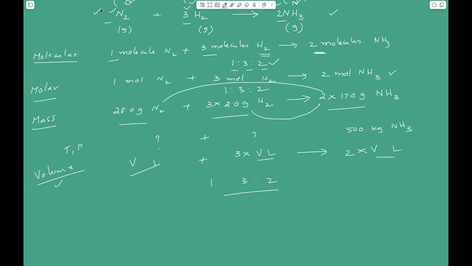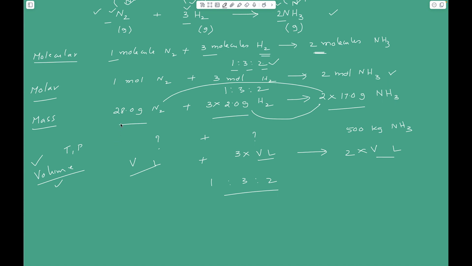So from the balanced equation, we can derive all these relationships, and from these relationships, we can do stoichiometric calculations. Remember, this last one is only for gaseous reactants and products. So by looking at this balanced equation, I can say that one molecule of nitrogen reacts with 3 molecules of hydrogen to produce 2 molecules of ammonia. I can also say 1 mole of nitrogen combines with 3 moles of hydrogen to produce 2 moles of ammonia.